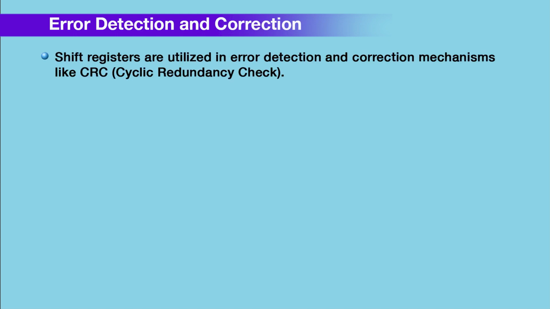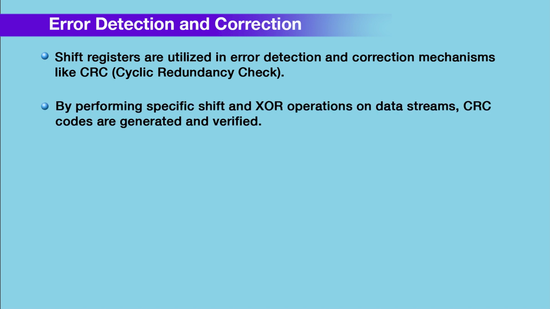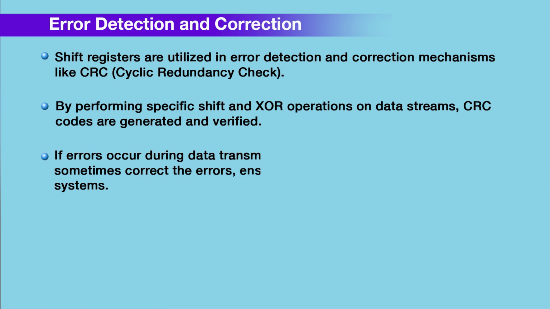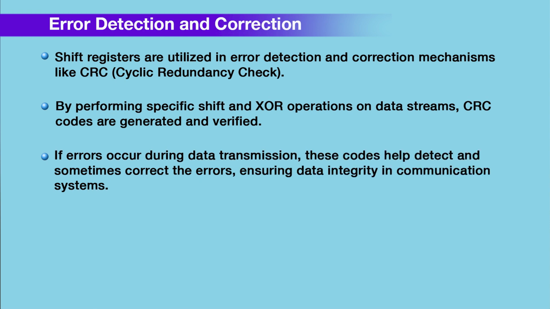The next is error detection and correction. Shift registers are utilized in error detection and correction mechanisms like CRC, Cyclic Redundancy Check, by performing specific shift and XOR operations on data streams. CRC codes are generated and verified if errors occur during data transmission. These codes help detect and sometimes correct the errors, ensuring data integrity in communication systems.